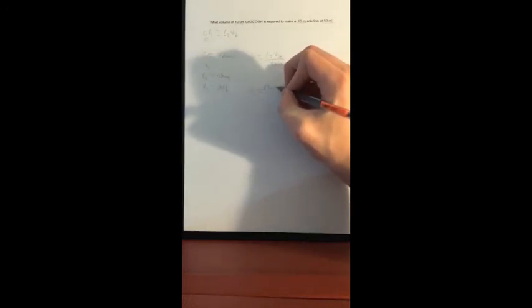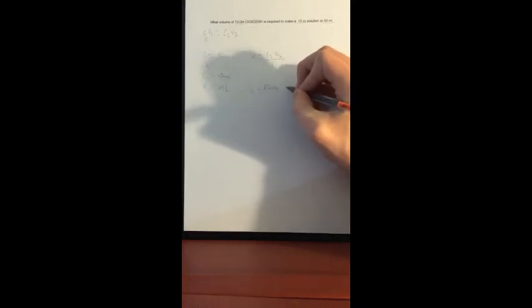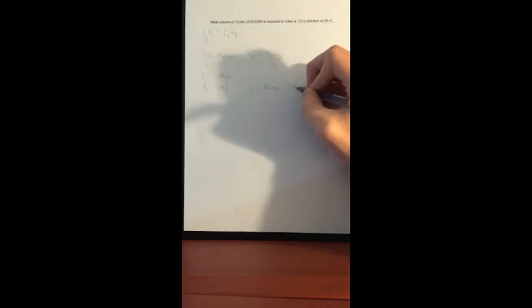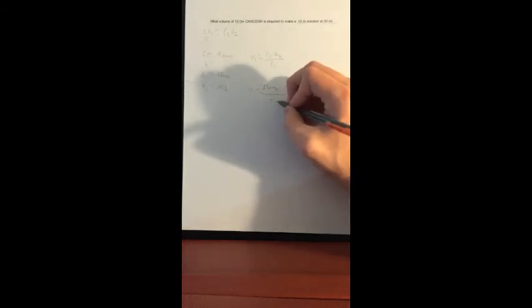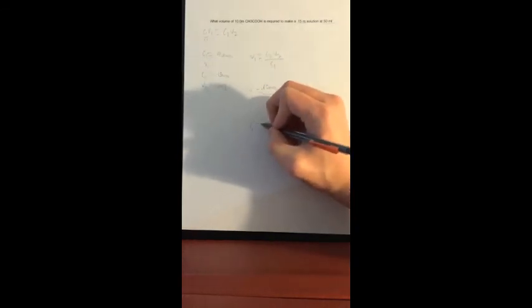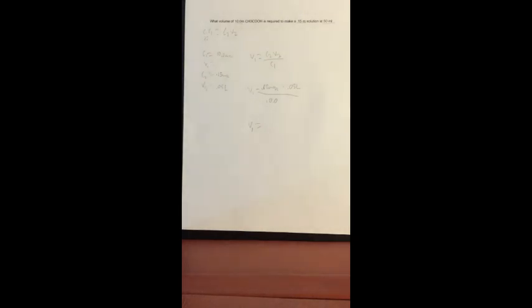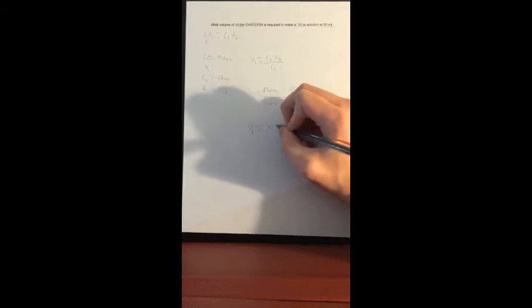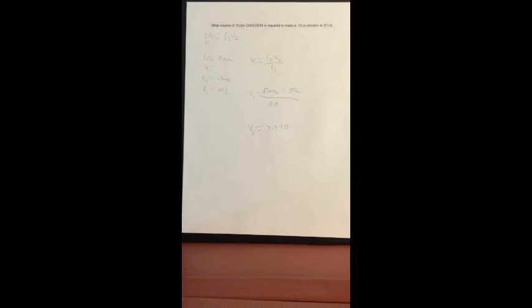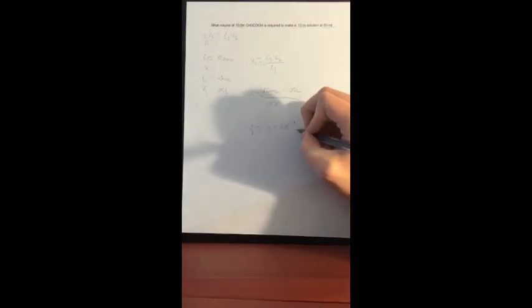5 moles divided by 0. And then it comes out to 7.5 times 10 to the negative 4 liters. And then we're done.